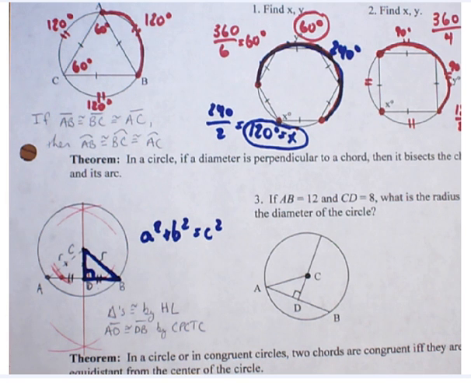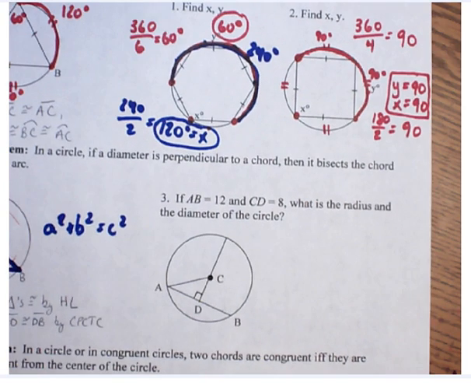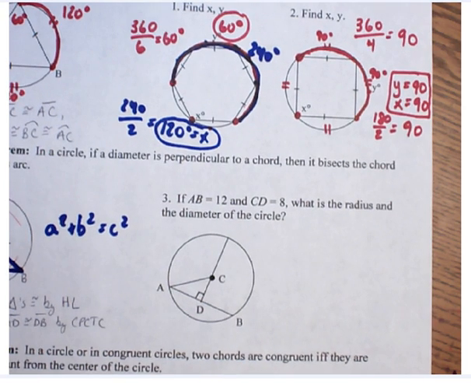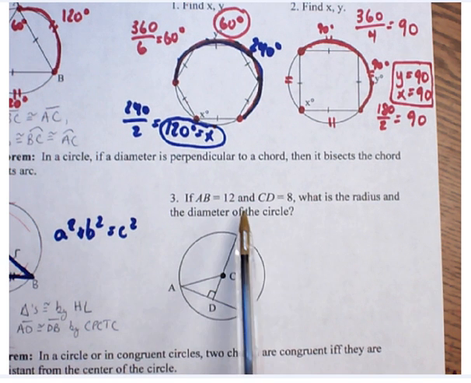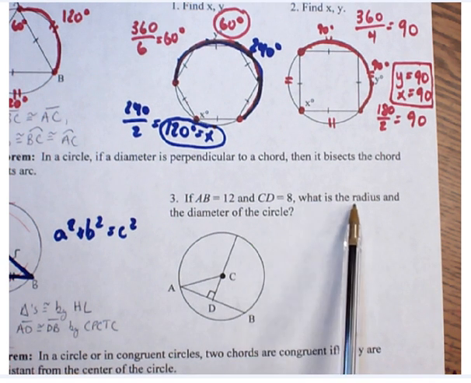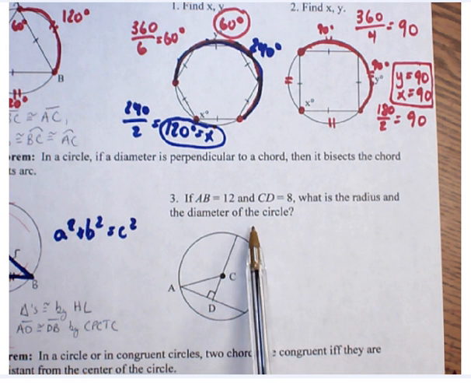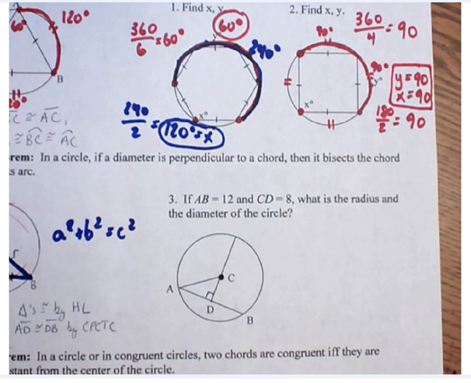Okay, we're back here. Let's look at example number 3. It says that in this picture, the length of AB is 12, the length of CD is 8. What is the radius and the diameter of the circle? Now, one thing about this, notice that they have drawn a radius for us. If they don't draw one, then you can make one. You're allowed to draw one.